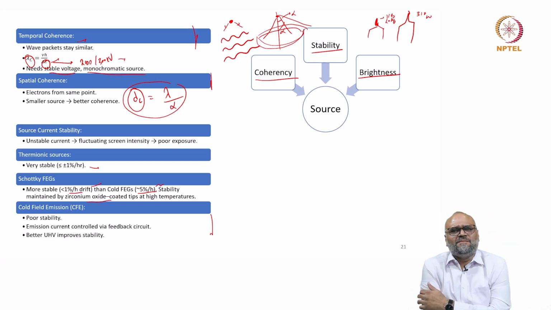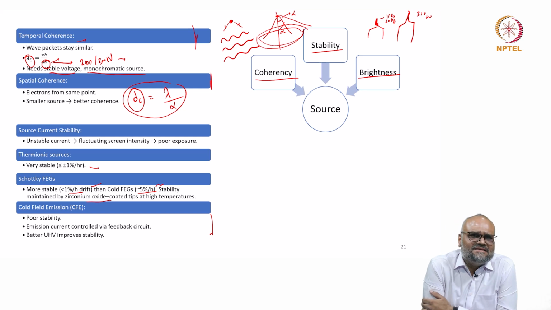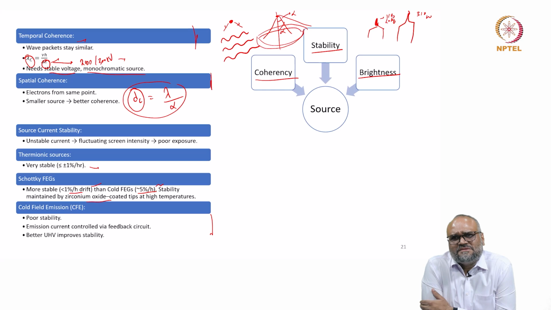That is where I am controlling the brightness. There are a few parameters like gun lens, gun tilt, which are changed within the electron microscopes, and this controls your brightness. There are various ways in which you can control the brightness.